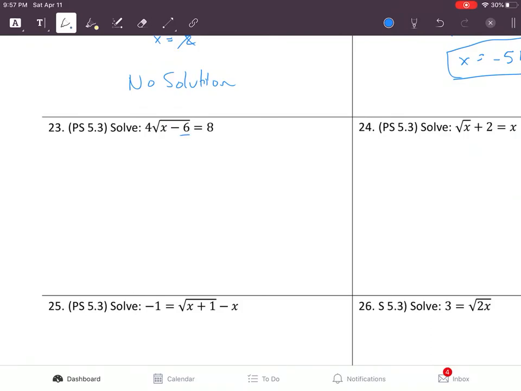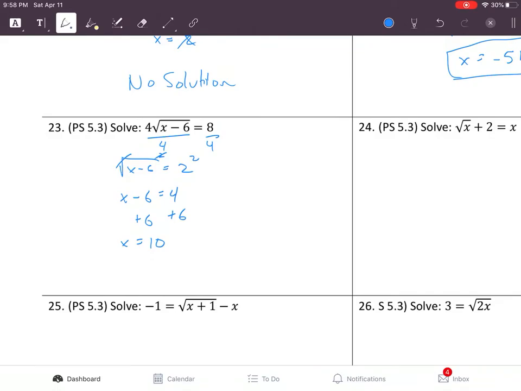All right, number 23. Divide both sides by 4 to get the square root sign by itself. So we have the square root of x minus 6 equals 2. We square both sides so the square root goes away. We have x minus 6 equals 4. We add 6 to both sides to get x by itself. So x will equal 10.